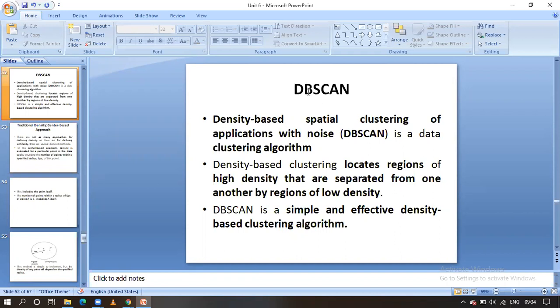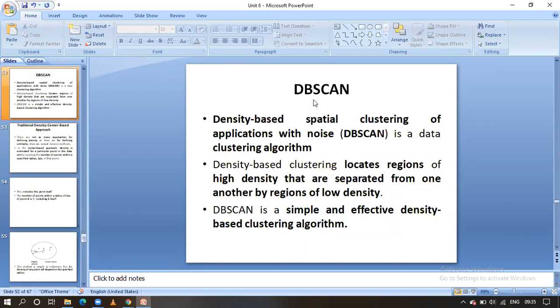But the main technique used in DBSCAN is based on locating regions of high density. It separates the high density region from the low density region, guys. With the help of DBSCAN, we are going to separate the overall information based on density. That is, locate the regions of high density that will be separated from the low density. That is the main important theme related to DBSCAN.